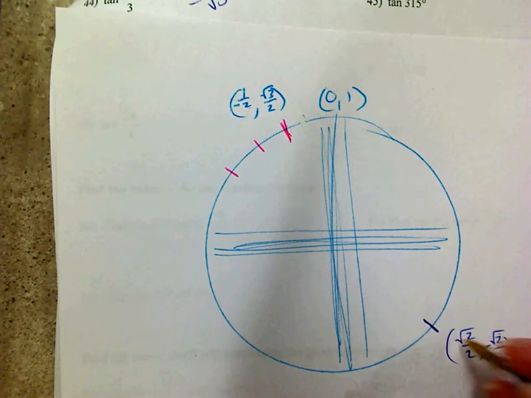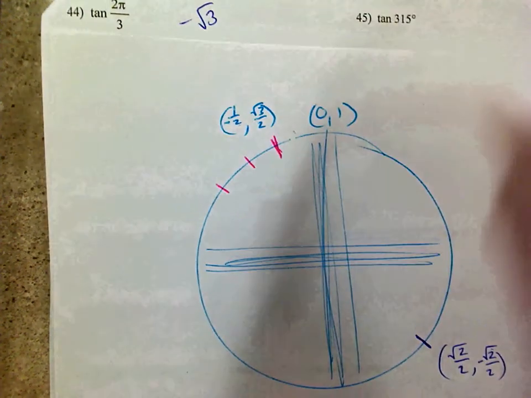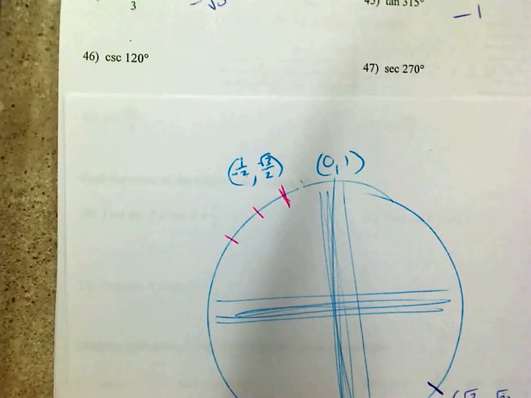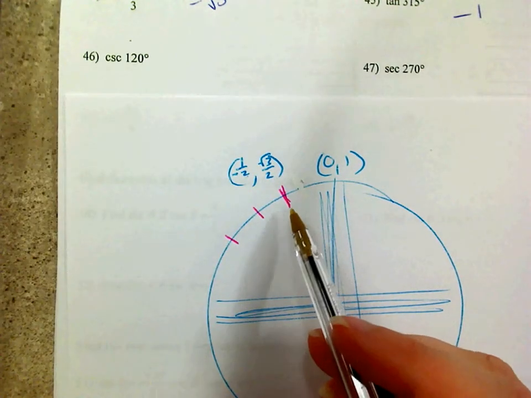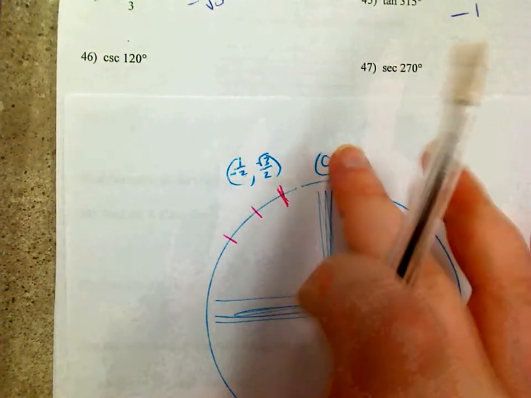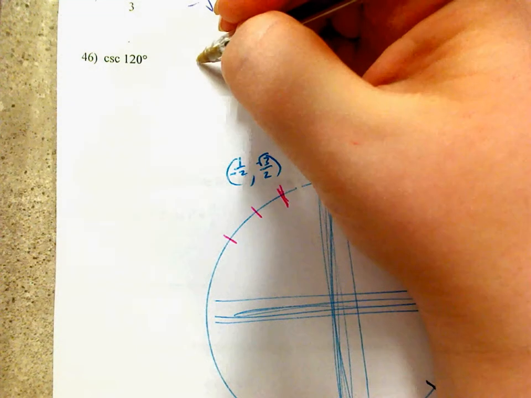Cosecant of 120. 120 is also right here. Cosecant is the reciprocal of sine. If sine is square root of 3 over 2, then cosecant is 2 over the square root of 3, or 2 root 3 over 3. I don't know why I'm writing a sign, but I am.